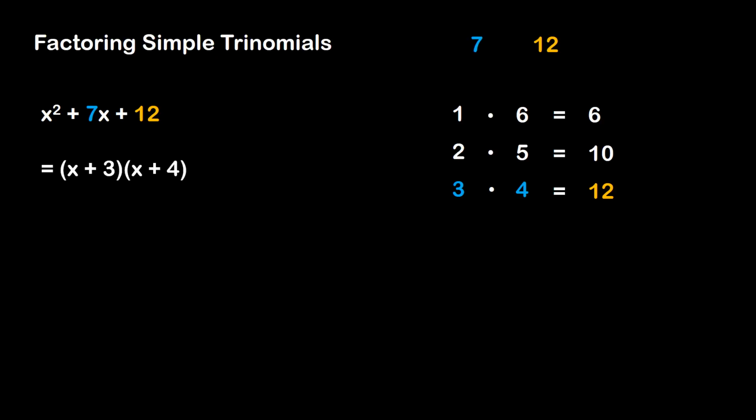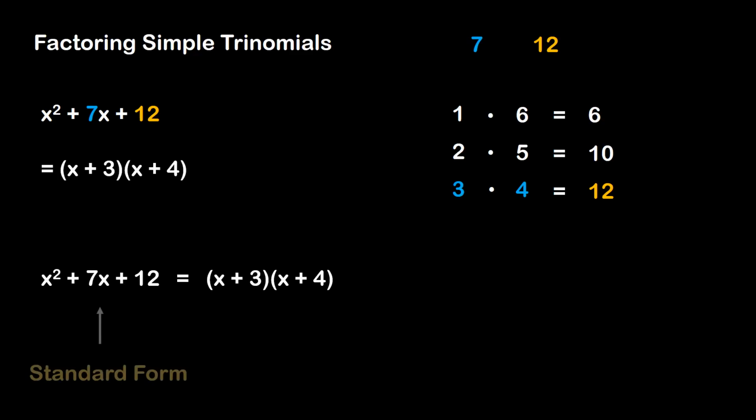So we therefore have that x squared plus 7x plus 12 is equal to x plus 3 times x plus 4. The first equation, x squared plus 7x plus 12, is the standard form of the quadratic equation. And the second equation, x plus 3 times x plus 4, is the factored form of the quadratic equation. So why don't we do one more example?